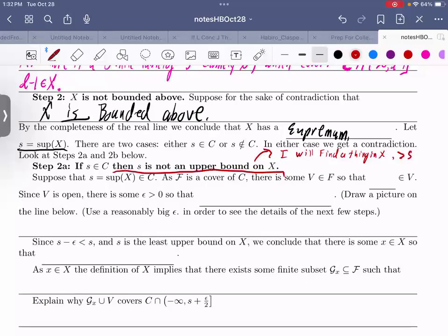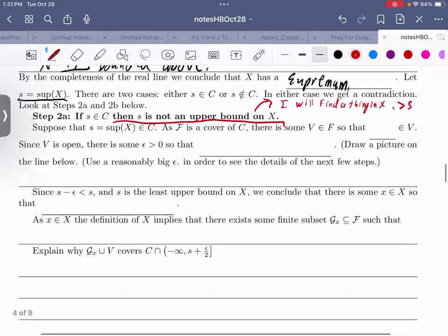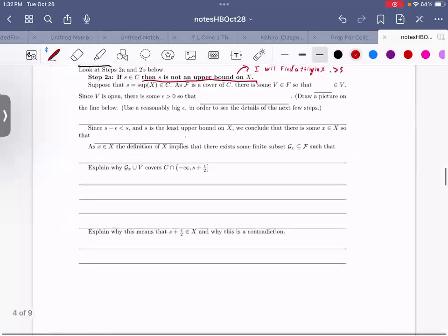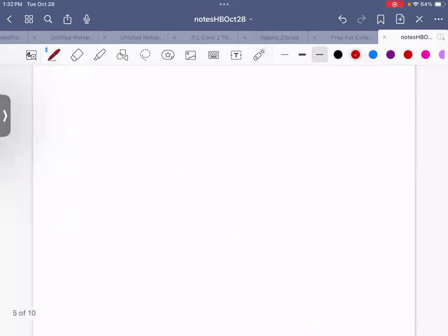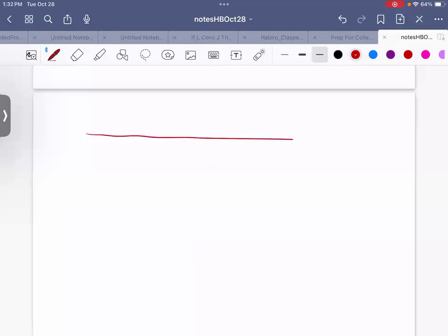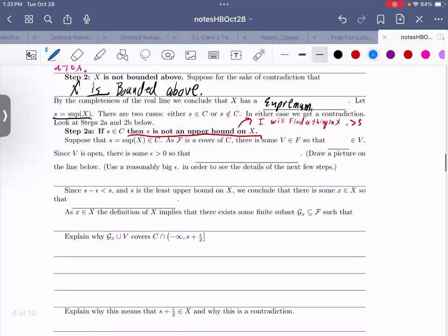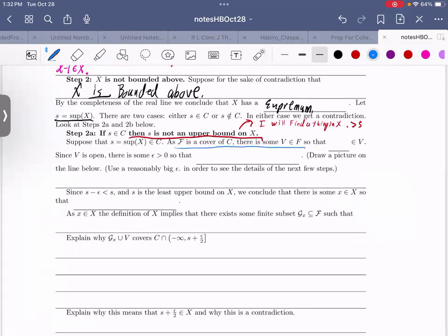S is equal to the supremum of X, which is a subset of C, as F is a cover of C. Let's see. I'm going to add another blank page to keep on thinking on this. So let's draw another picture. So here's S, which is the supremum of this set X. And right now I have that this is in the set C. And what's going to happen first? Well, F is a cover of C, so some element of F has to contain that S. Right? That's what it means to be an open cover.